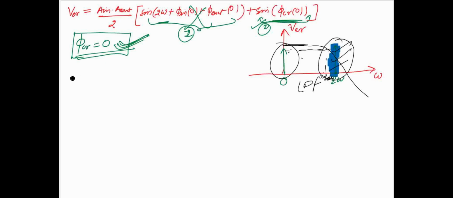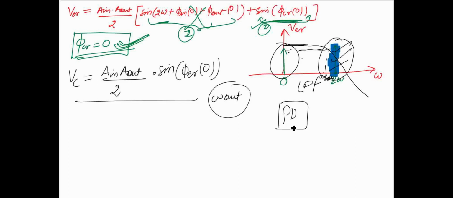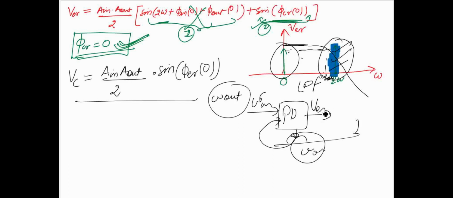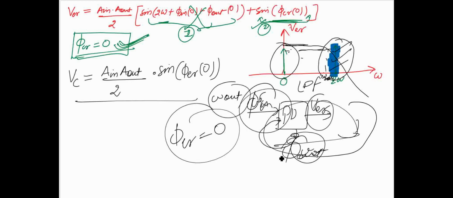Now what will be the VC? VC will be A in, A out by 2, into sine of the phase error. According to this VC, your output frequency will vary, and it will again go to the PD. The PD will compare omega in and omega out and give some V error. It will keep doing this until the phase error becomes equal to 0. This is phi in and this is phi out. When the phase error equals 0, it will stop and your PLL will be locked. So like this the PLL will work.